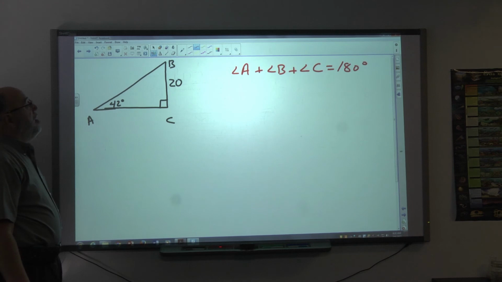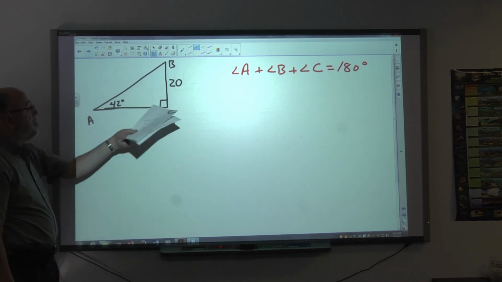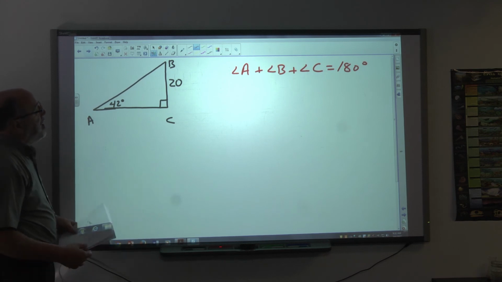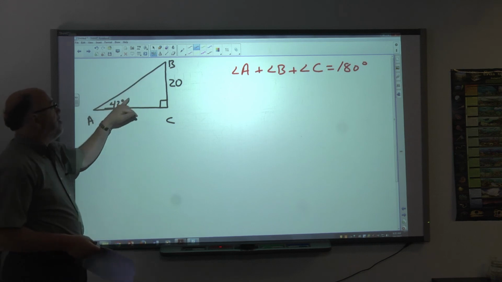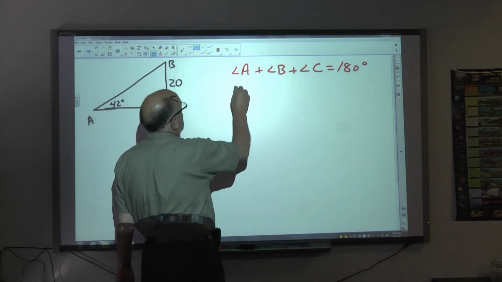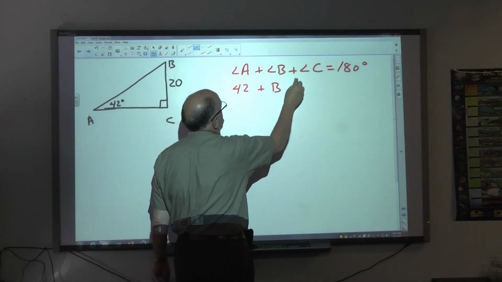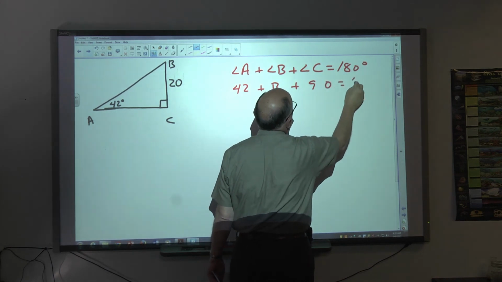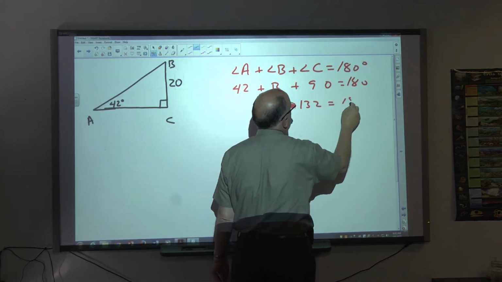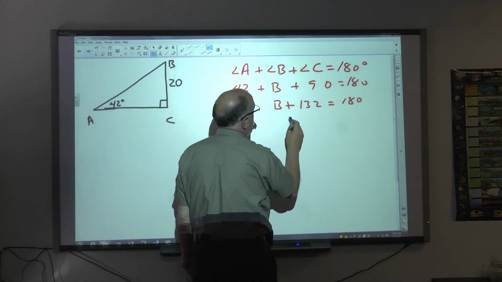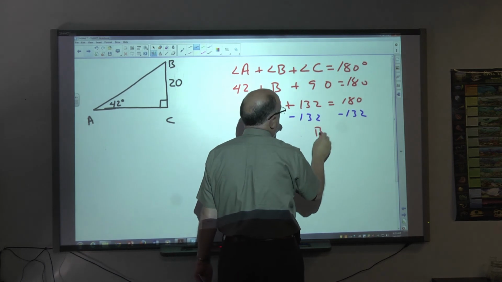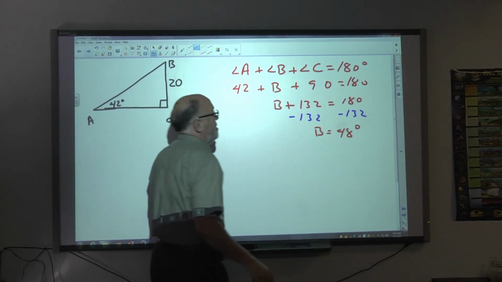So I can use that in order to get angle B. But after all, that's a right angle, so we know that's 90. The other thing about a right triangle is that these other two angles have to equal 90 because we know this is 90. So if I solve for angle B, we got 42 plus B plus 90 equals 180. So B plus 132 equals 180. Subtract, and we get that angle B is 48 degrees. So we got that piece.